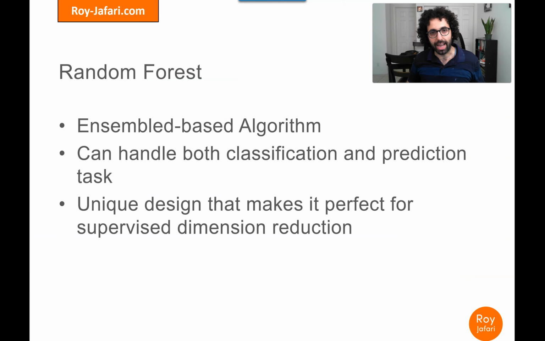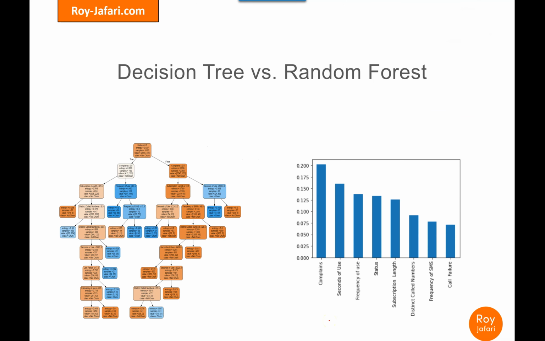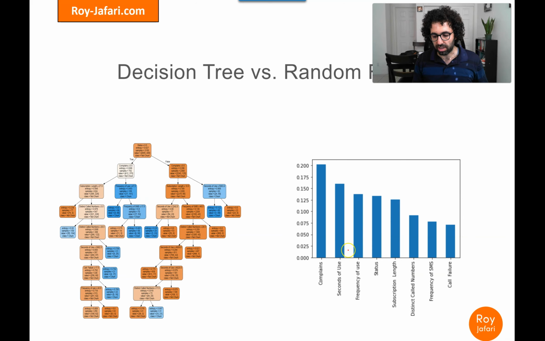So that's exactly that. For example, in the previous example, this is what we would get in a decision tree, but random forest gives us basically a percentage-wise output. It says 20% of the time complaints appeared. Second, use appeared 15% of the time. Frequency of use appeared 12% of the time, and so on and so forth. And it gives us a ranked version of these attributes, so we do know which one is more important perhaps than the other ones.